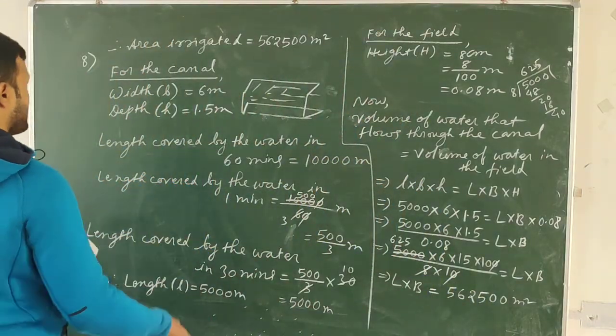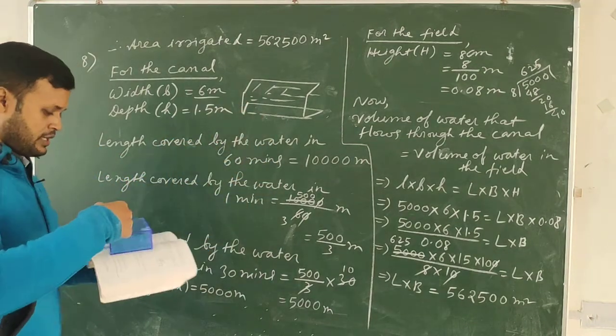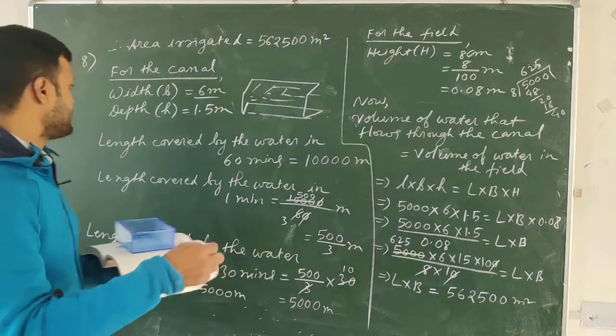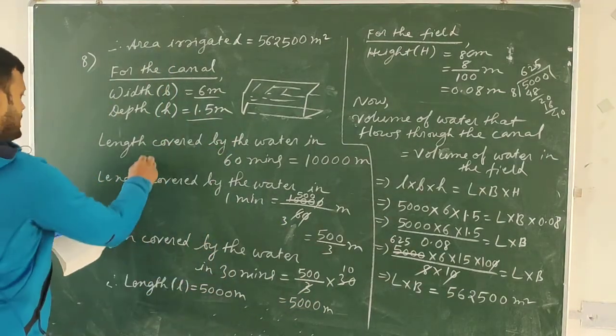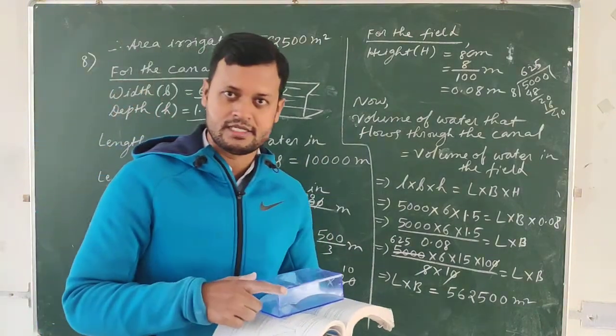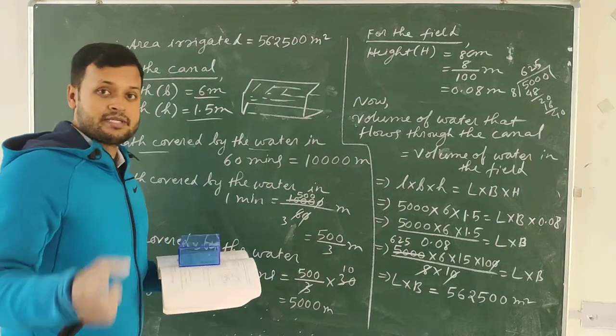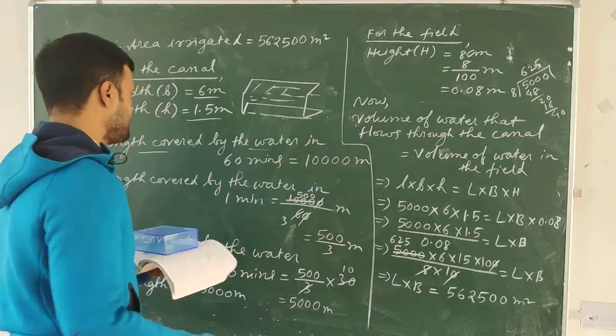For the canal, width of the canal is how much? Width of the canal is 6 meter. And what is the depth of the canal? Depth of the canal is 1.5 meter. So length covered by the water. What is the speed of the water? Speed of the water is 10 km per hour, isn't it? That means 10 km, if you convert to meter, 1 km is 1000 meters, so 10 km will be 10,000 meters.